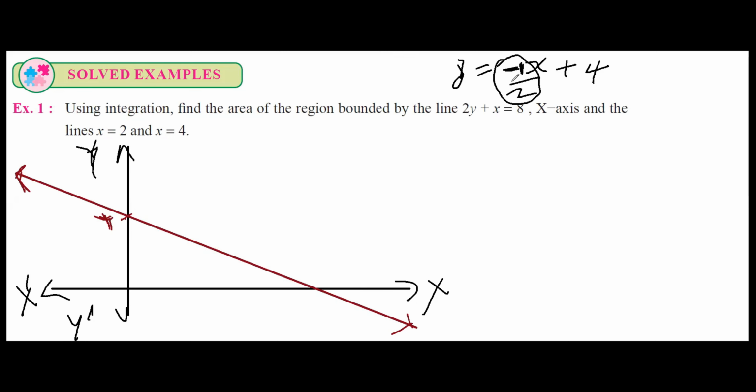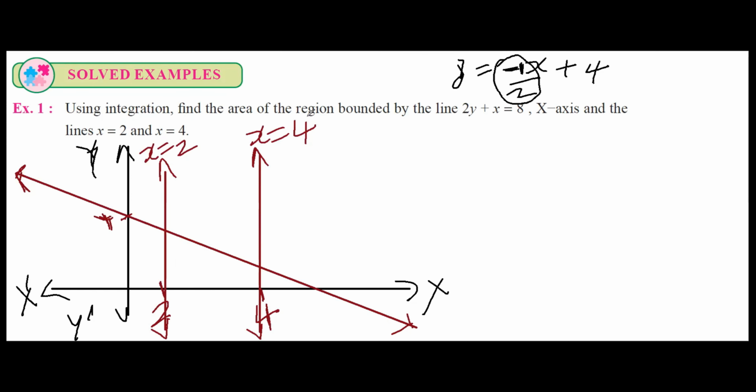Then I will draw the line x is equal to 2 over here, and x is equal to 4 over here. So this particular line is x is equal to 2, and this is x is equal to 4. The area which I need to find is this area. How will I find this area? I will find this area A.